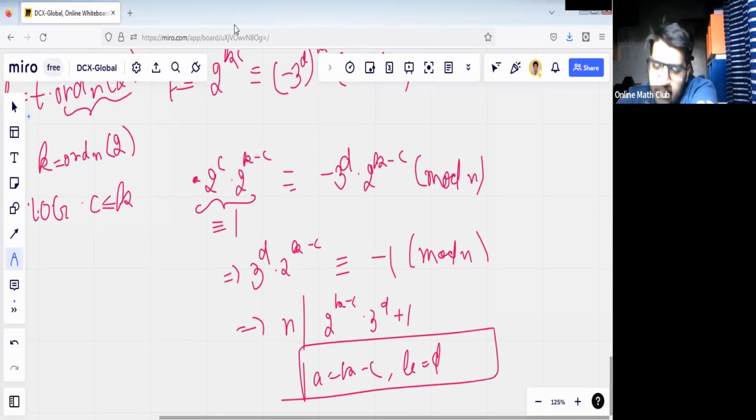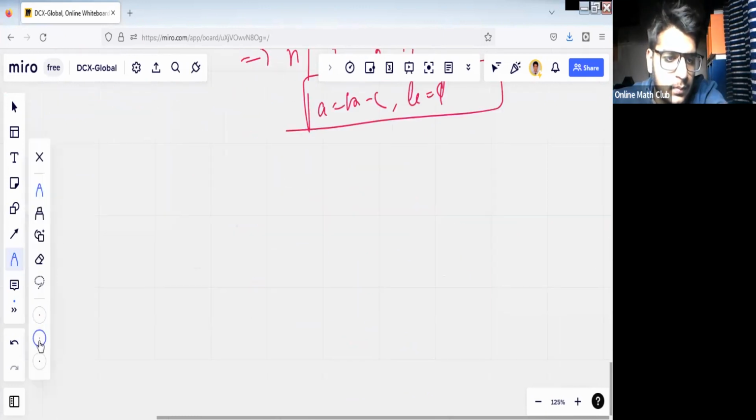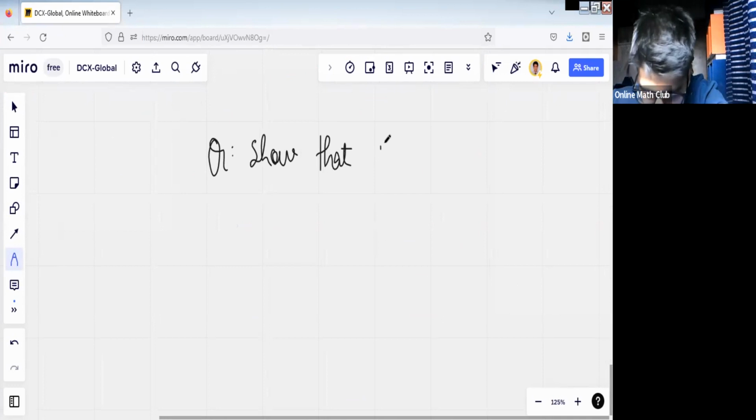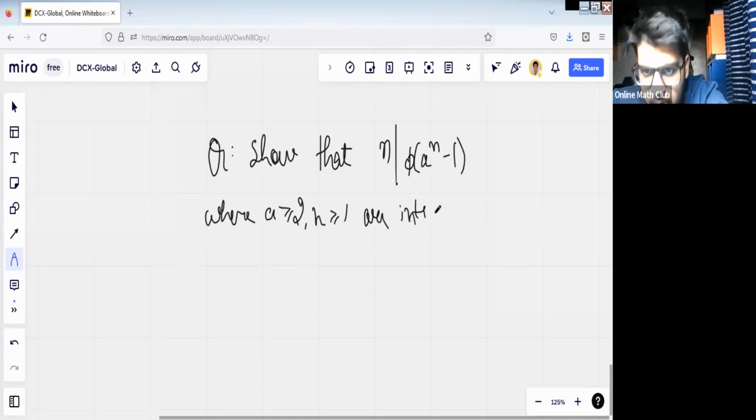Next. Okay, the next problem is: show that n divides phi of a^n minus 1, where a is greater than or equal to 2 and n is greater than or equal to 1 are integers.